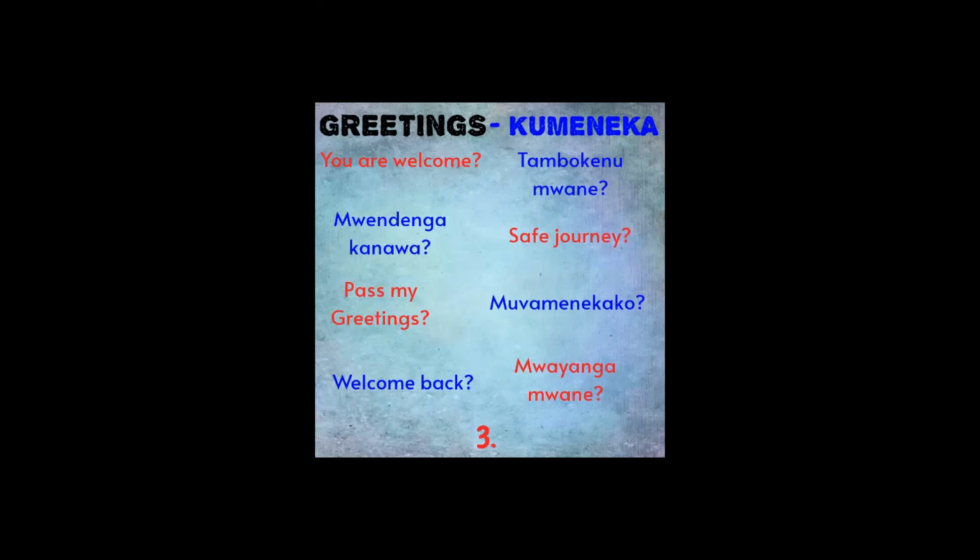I didn't prepare examples, as I thought this is a direct type of lesson that may not really need examples, but I can create examples. Then when we have a revision on this, we'll cross over to the examples and see how we can connect the greetings, like how to use mwayanga mwane and tambokenu mwane. I'm sure people would love to know how to use them. But like I've said, it's a direct translation: where someone went and is back, you say mwayanga mwane; a visitor, tambokenu mwane; mubamene kako, pass my greetings; mwendenga kanawa, safe journey.